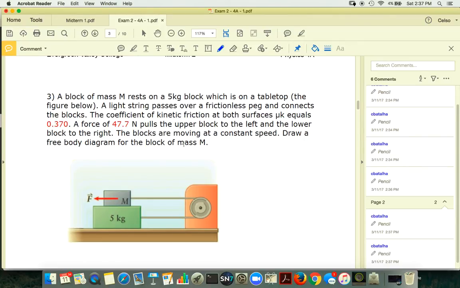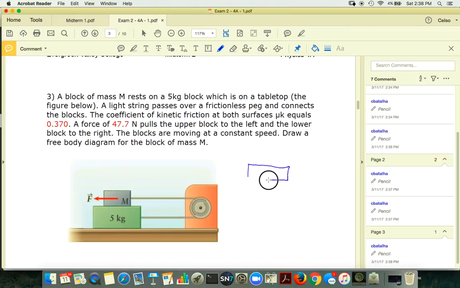Draw a free body diagram for the block of mass m. So the block of mass m is being pulled to the left by a force F. It does have its own weight, and it has the reaction, a normal force, of the 5 kilogram block on the block of mass m. So you have that one too. And since the force is pulling this to the right, there is no friction. Supposedly there is no friction here, right? Yeah, frictionless, so there is no friction here.